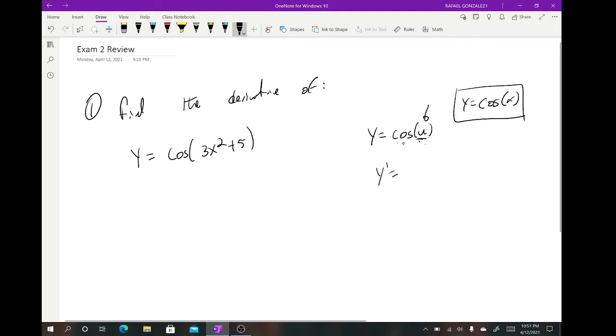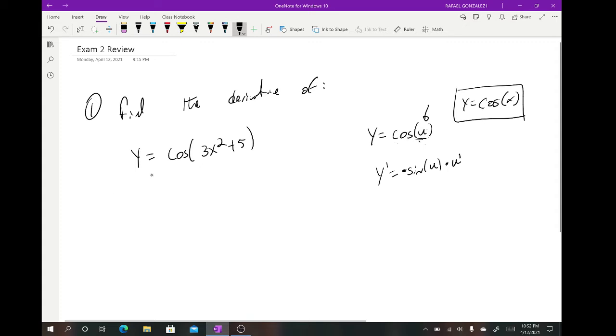Now, what the chain rule says is, if I'm taking the derivative of cosine of u, then that will be the derivative of cosine, which is negative sine of u, but I have to multiply by the derivative of this inside piece, which we'll call u prime. So that's what we expect the derivative to be.